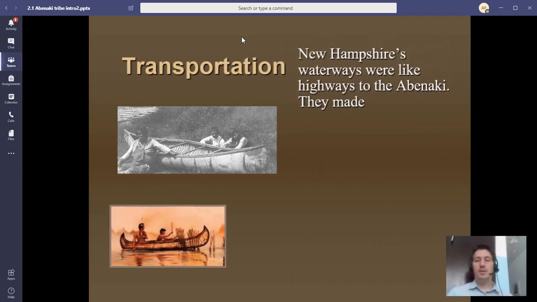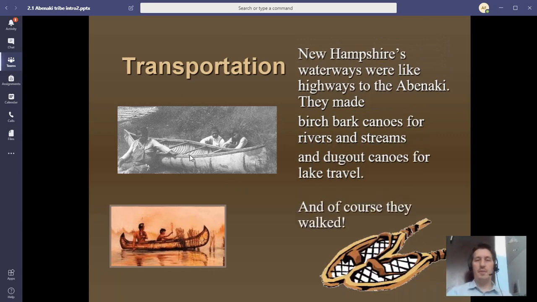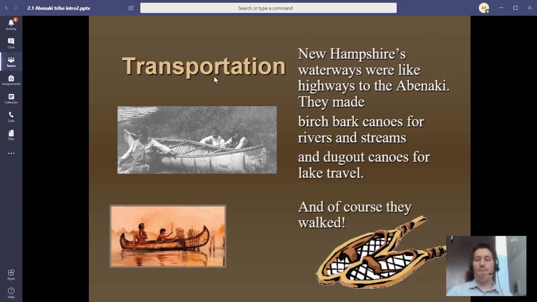Transportation. So they were skilled in the water. They made canoes like this. And these are the types of shoes that they had. They made their shoes that looked just like that.